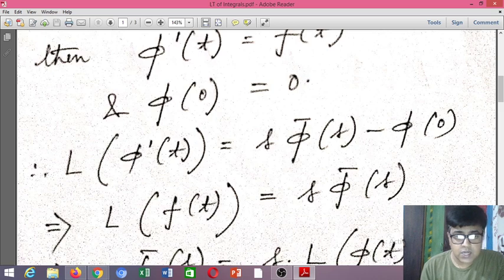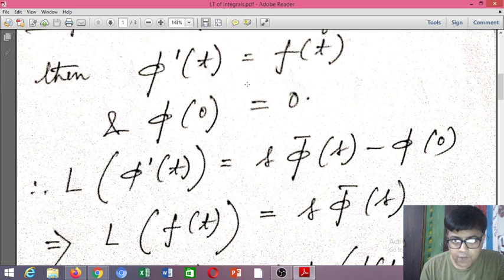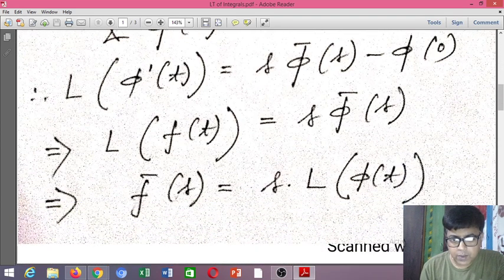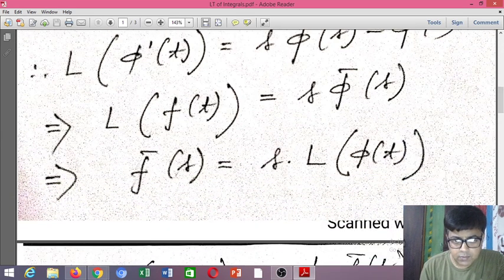But phi dash(t) has just now been found to be equal to f(t). So in place of phi dash(t) over here, we can replace it by f(t). On the right hand side we get s phi bar(s), phi(0) being 0, which we have already observed. So ultimately we get L of f(t) is equal to s phi bar(s). Now L of f(t) is nothing but f bar(s), and phi bar(s) is nothing but L of phi(t).